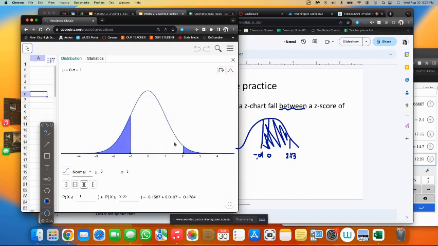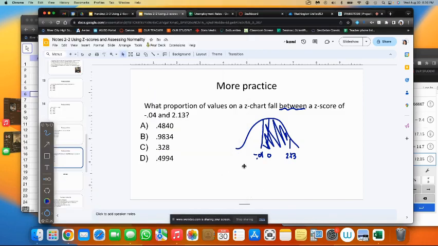Just so you know, this one is if we wanted the area to the left and to the right. We won't really see that as much. This is the area between. So we're going to type in the smaller one here, so negative 0.04. And then we're going to type in the bigger one here, which is 2.13. So the area between those is going to be 0.4994. So that's going to be D.